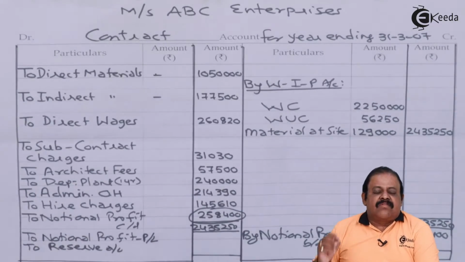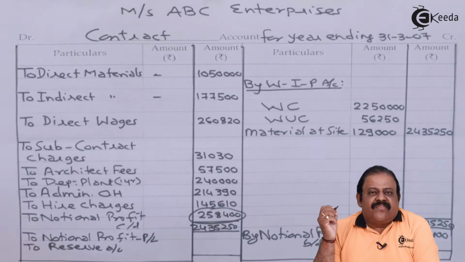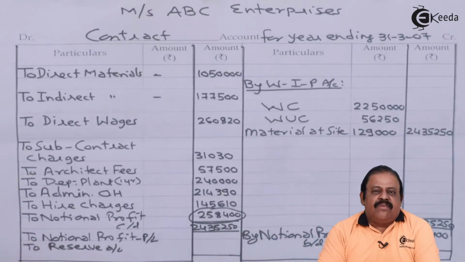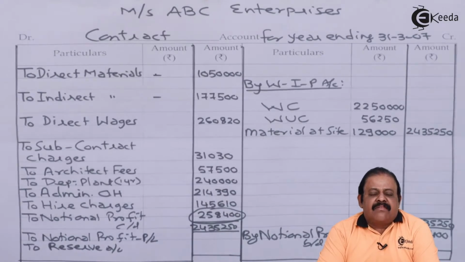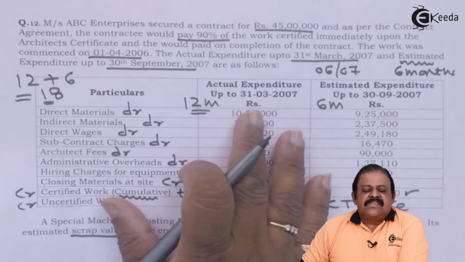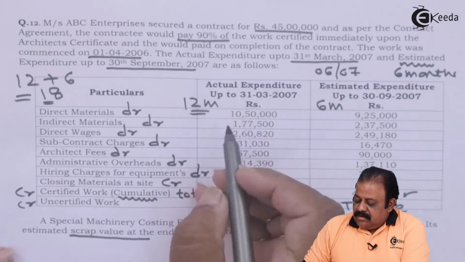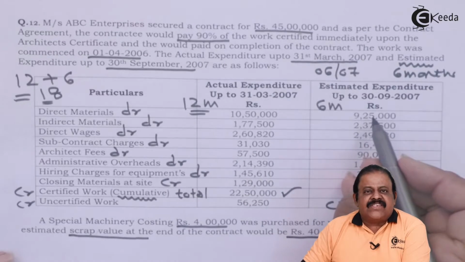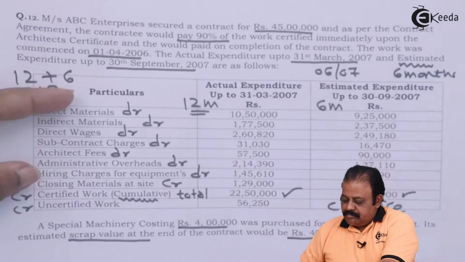profit and loss account and reserve account. This is the unique type of thing we have in contract account: as we have information of the estimated period, we are required to prepare a total contract account or estimated contract account for the full period of 18 months. In this case, we are required to add expenditure of 12 months plus expenditure of the next 6 months.